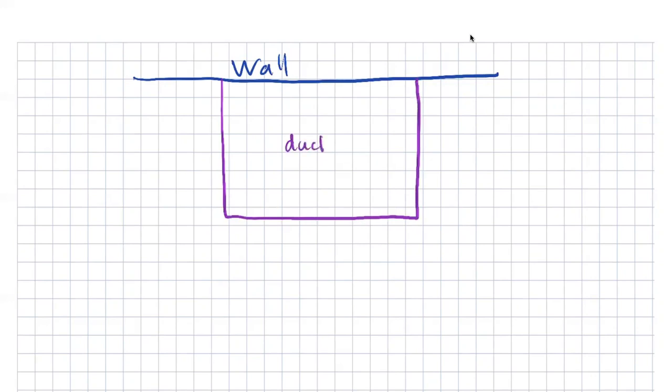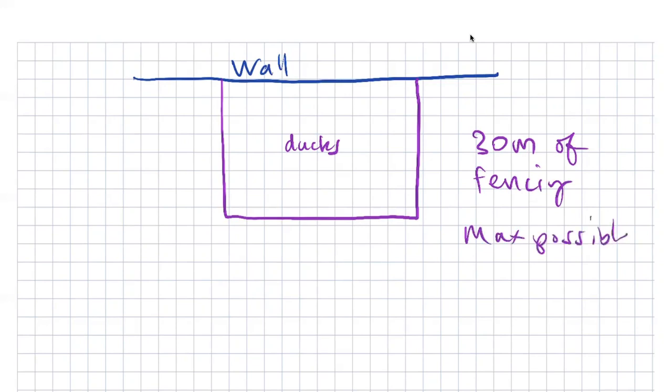This is a wall, and Bob the farmer wants to create a fence. So what color? Purple's nice. And he wants to create a rectangular paddock for his ducks. So his ducks are going to go in here. And he can build it against that wall, so he doesn't need fencing along the wall. He's got 30 meters of fencing material, and he wants the maximum possible area for his ducks.